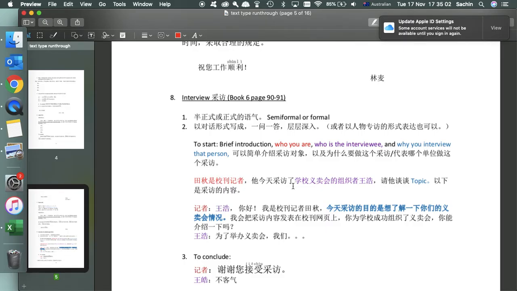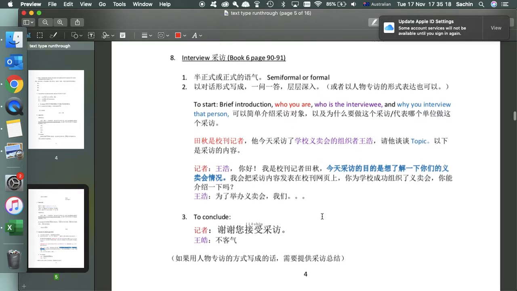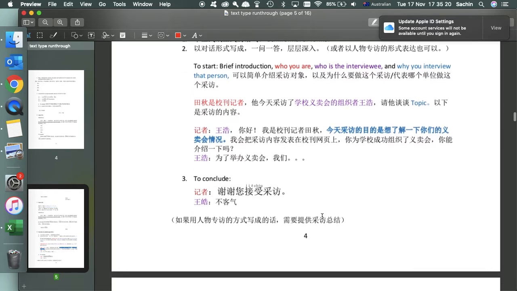He's going to be interviewing the school charity fair organization person, and they want to talk about this topic. So that's going to be your issue. And then you start off with this sort of dialogue format where you have 记者 or whoever you are, and a colon, and then the dialogue.